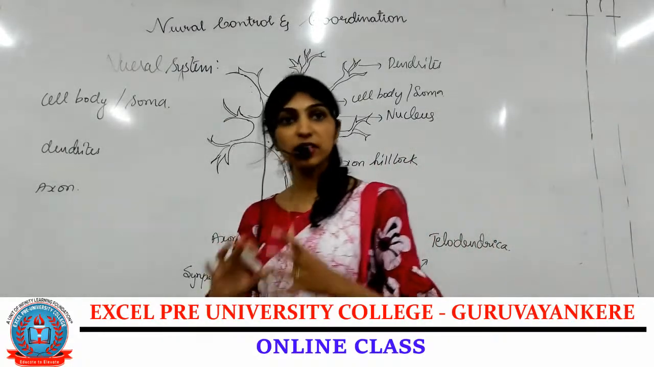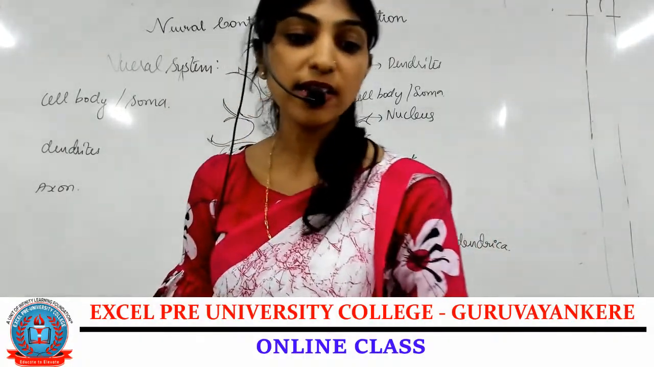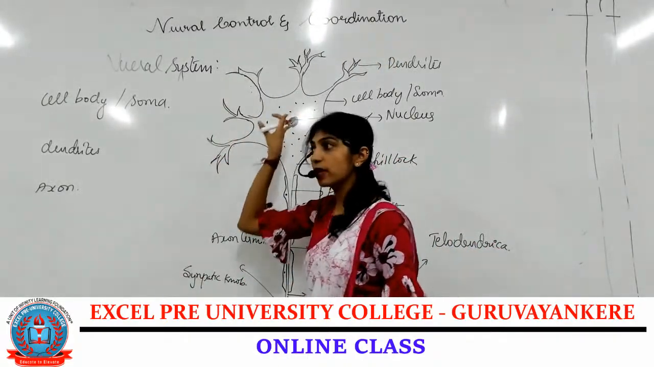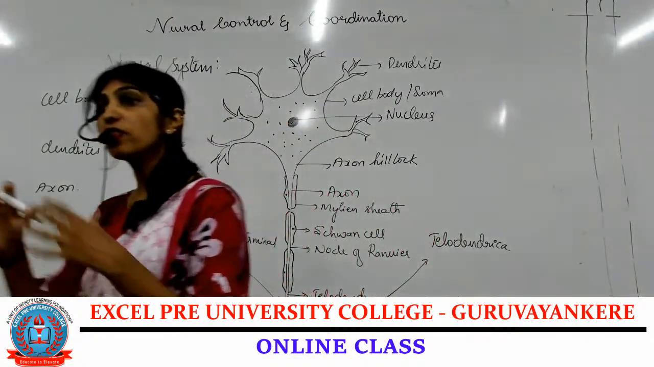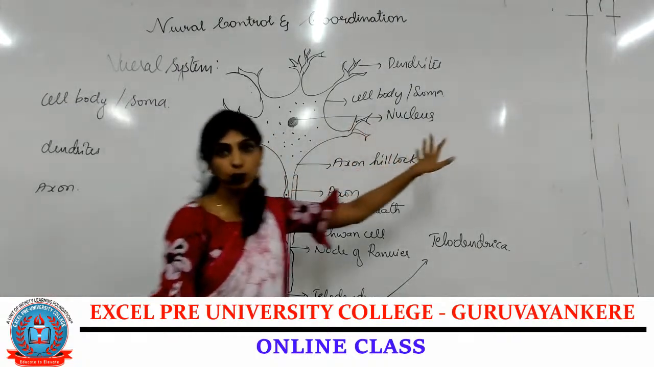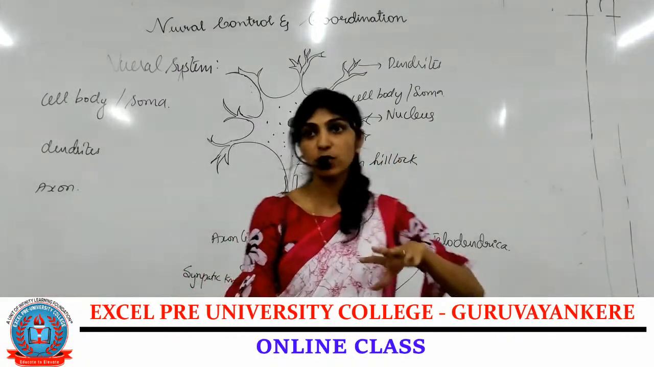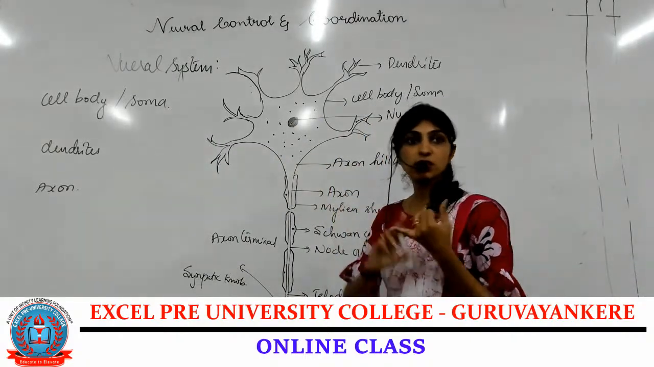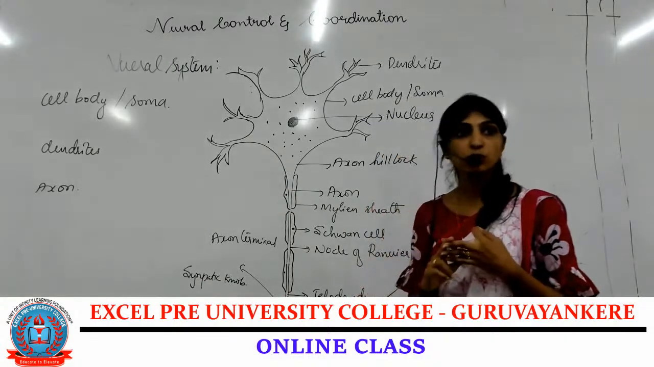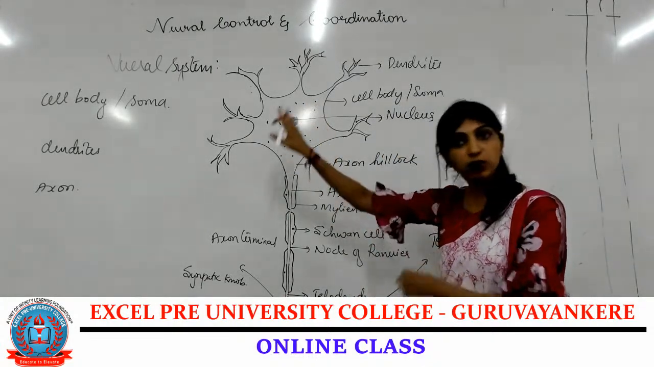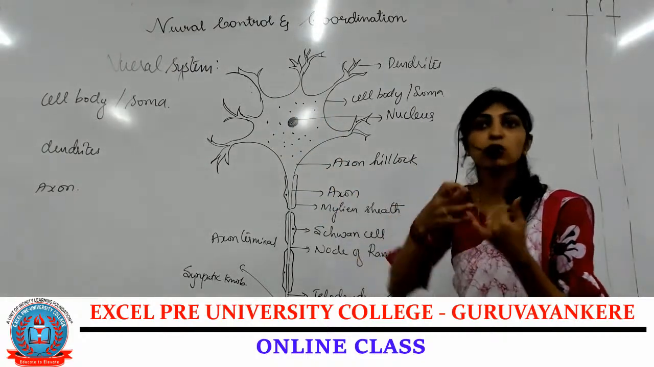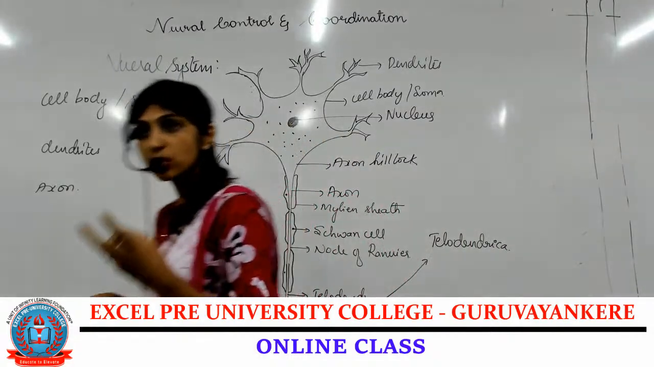Coming to the cell body or the soma, it is the controlling part of the neuron. Inside the cell body, it consists of cytoplasm with a prominent nucleus, and this cytoplasm consists of endoplasmic reticulum, Golgi complex, ribosomes, and other cell organelles.